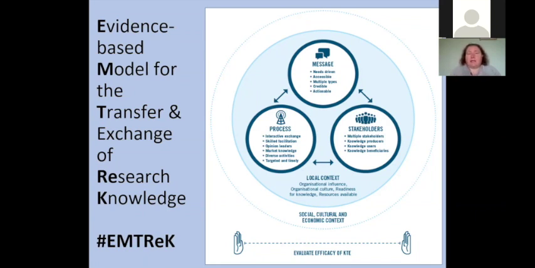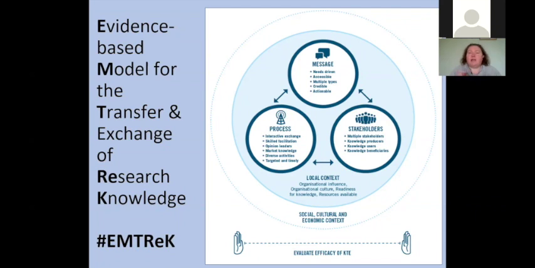So from the analysis of those 79 papers, we identified 6 core components of effective knowledge transfer. The first 3 are very interrelated, and they focus on the message that you want to transfer or communicate, the stakeholder that you're targeting with that message, and the process by which you intend to engage with that stakeholder, that audience. And these 3 can't be considered in separation from each other because they're so intertwined.